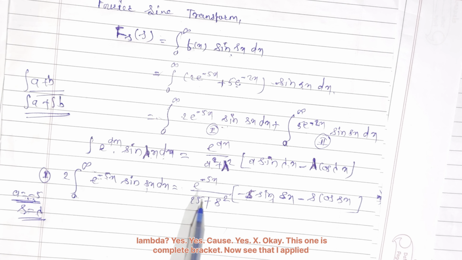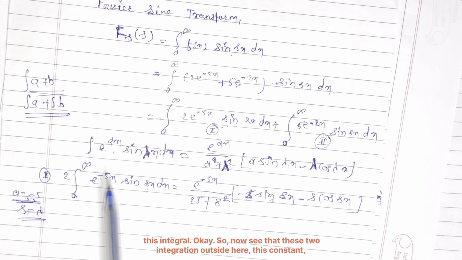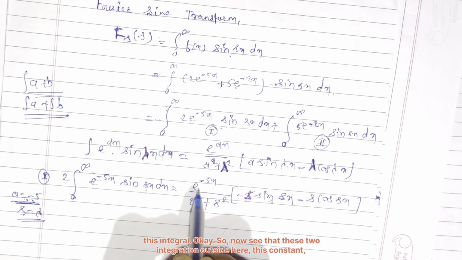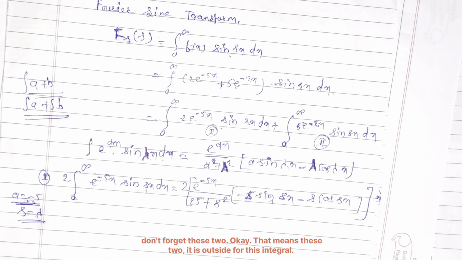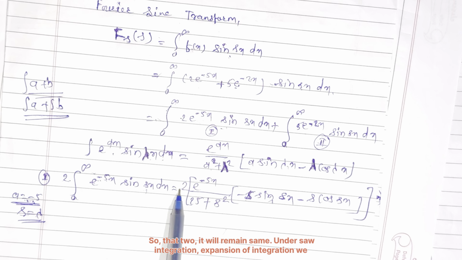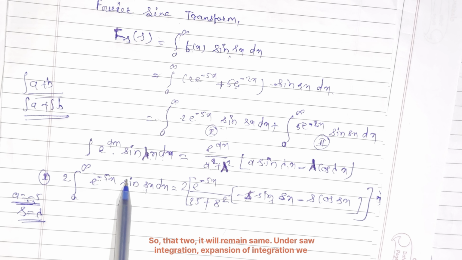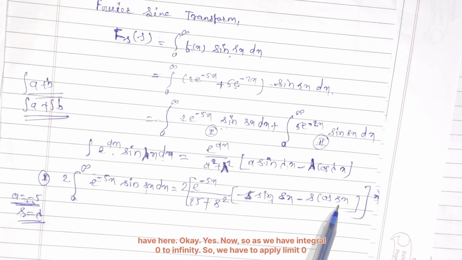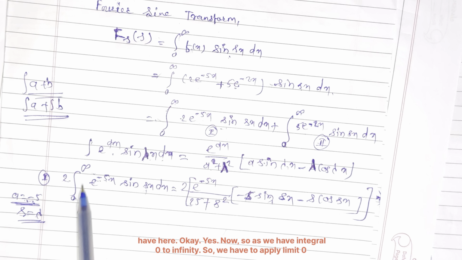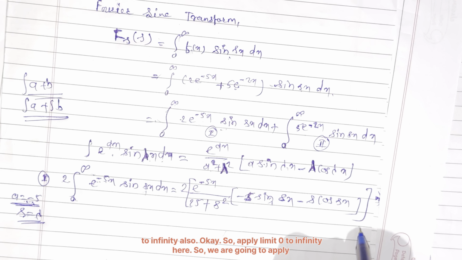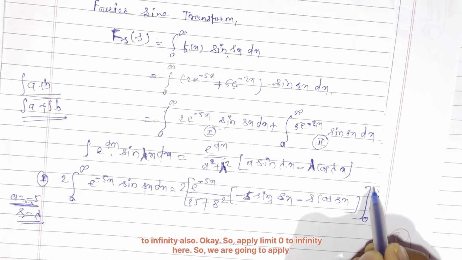Now see that I applied this formula to this integral. These constants outside, don't forget them. That means the constant stays outside this integral and will remain the same under the integration. As we have the integral from 0 to infinity, we have to apply the limits 0 to infinity also. So apply the limits 0 to infinity here.